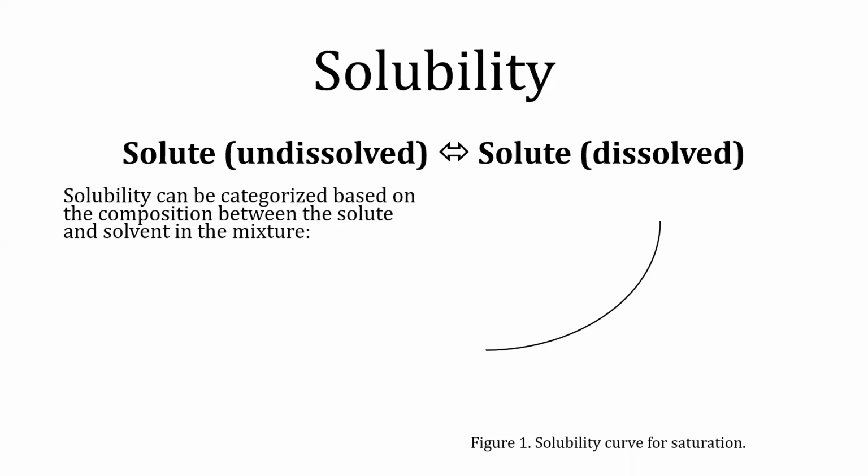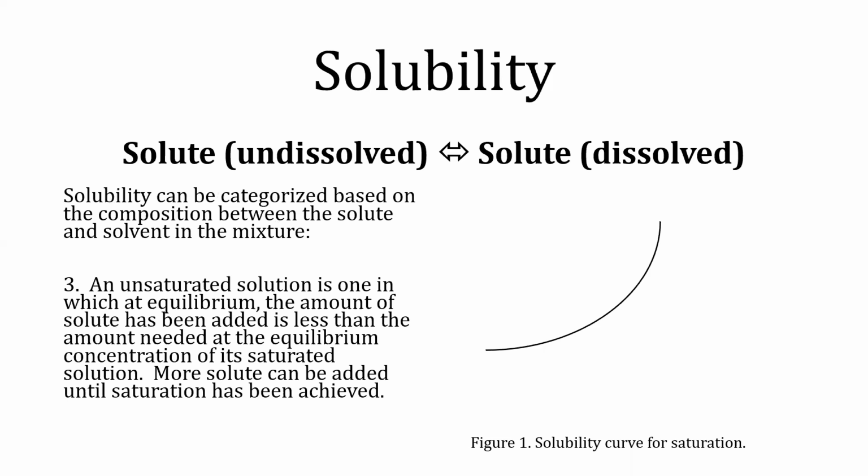Third, an unsaturated solution is one in which, at equilibrium, the amount of solid added is less than the amount needed at the equilibrium concentration of its saturated solution. More solid can be added until saturation has been achieved. An unsaturated solution is below the line on the graph depending on the temperature of the solution.